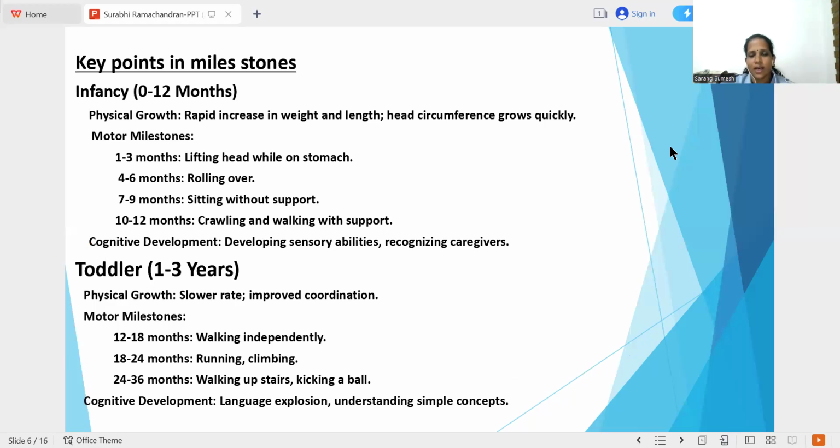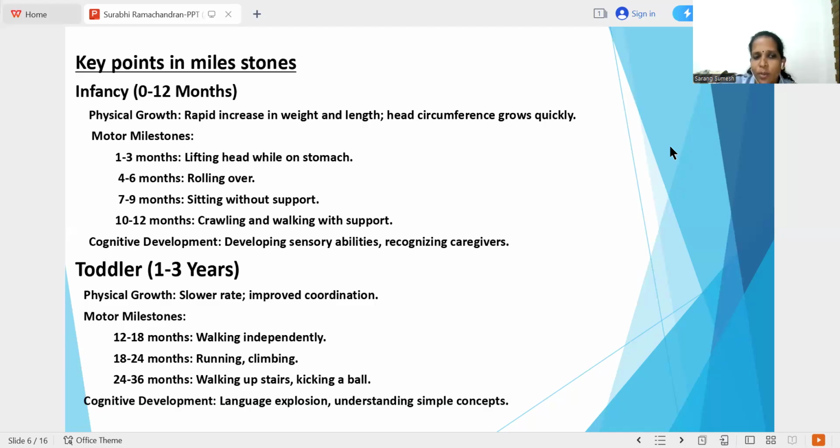Next, we will see another topic, key points in milestones. It's a very important topic, so many questions they will ask. So first one is infancy. Infancy means 0 to 12 months. The physical growth in infancy we already discussed. Rapid growth will occur, so height, weight, head circumference grow quickly.